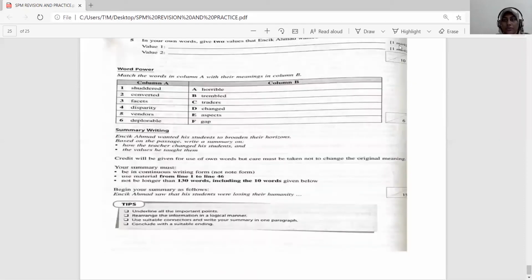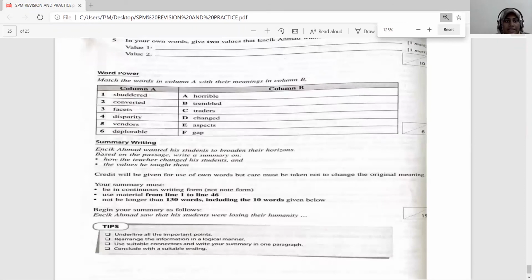You try yourself. Okay. Let's look at the summary. Okay, summary writing. Encik Ahmad wanted his students to broaden their horizon. Dia nak diorang meluaskan lagi experience, right? Based on the passage, write a summary on how the teacher changed his students and the values he taught them. Your summary must be in continuous writing. Use material from line 1 to 46. So you're only using line 1 to 46, not longer, not 130. Okay, and the first 10 words have been given. Encik Ahmad saw that his students were losing their humanity.